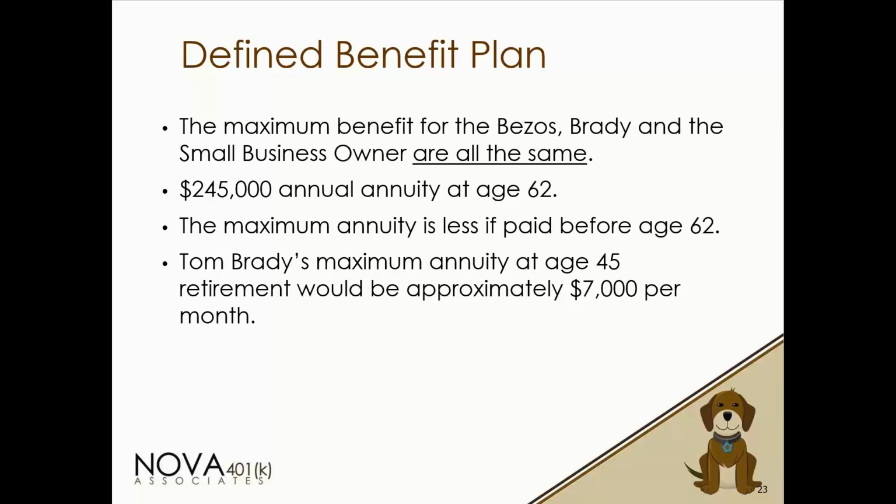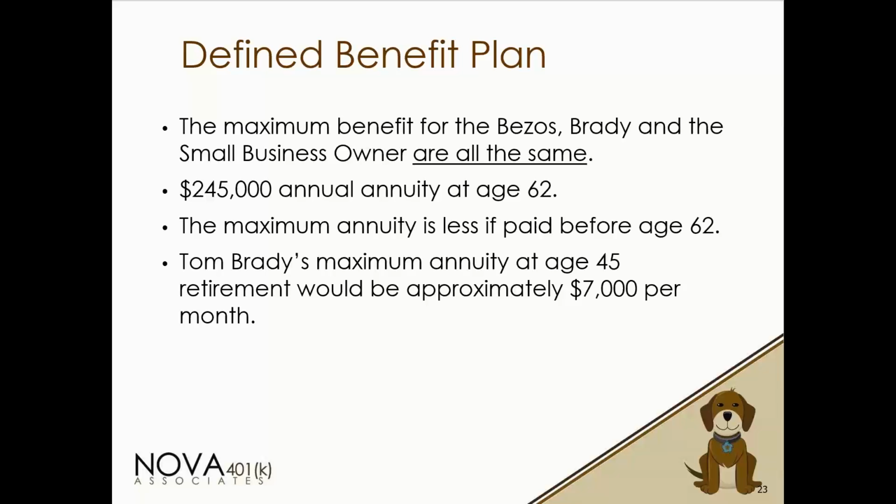As I mentioned, the maximum benefit is an annual maximum benefit for everybody, regardless of what your pay is, regardless of who you are. The maximum annual annuity you can get under a DB plan is $245,000 at age 62. That gets actuarially reduced if you're younger than 62, and gets increased if you're older than 65.